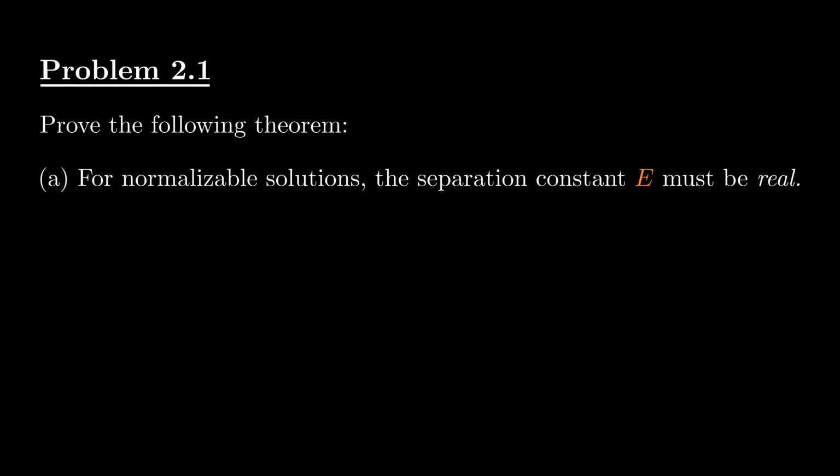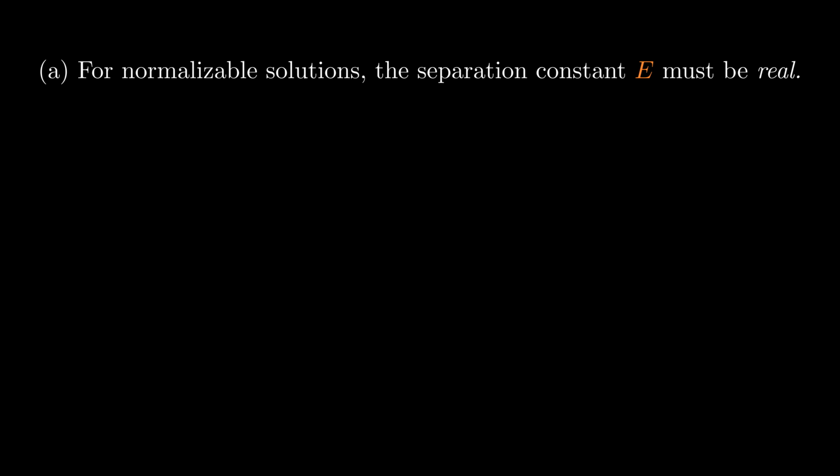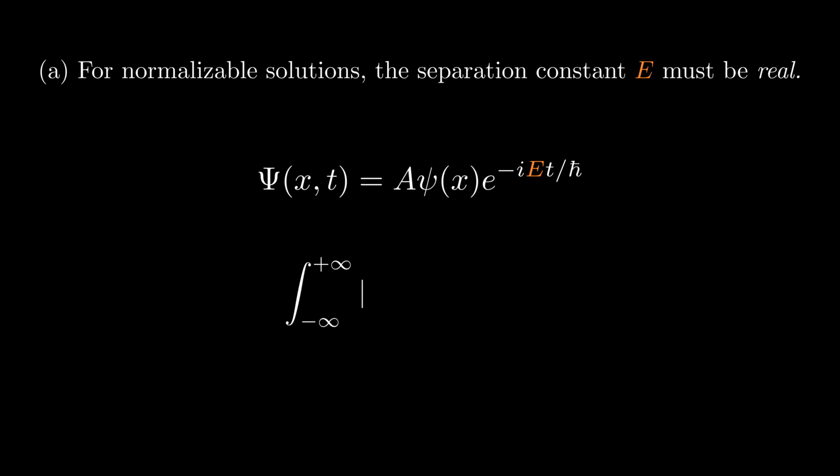Now let's get back to the solution of problem 2.1. From our recap earlier, we know that the wave function can be written as follows. We also know that the wave function must be normalizable, meaning the integral of the absolute value of the wave function squared over the entire domain must equal 1. This condition is provided as a hint in the problem.